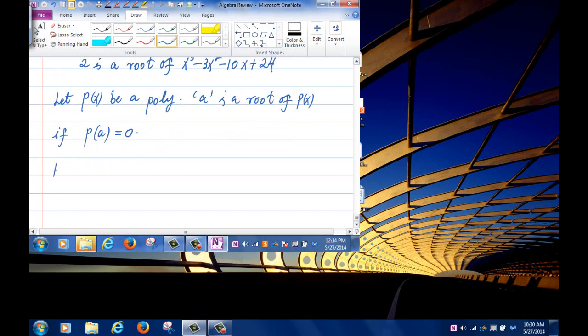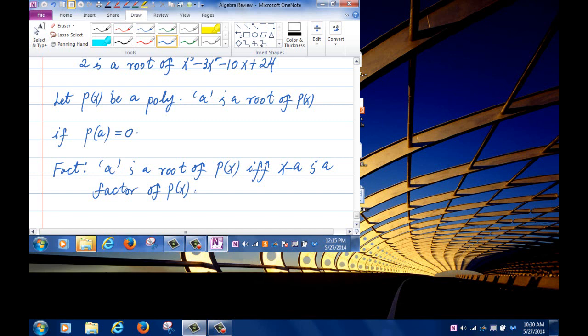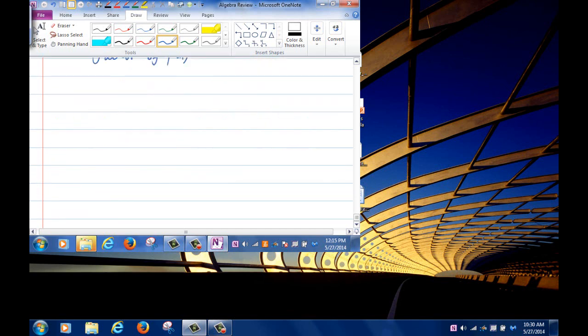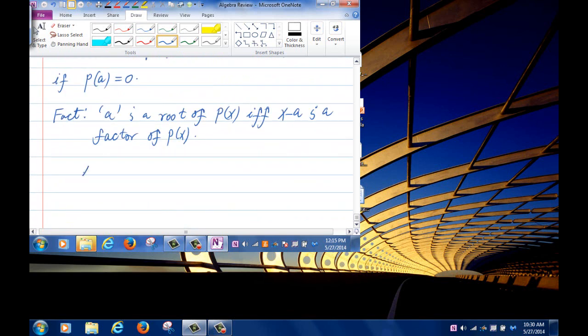So a fact: a is a root of p of x if and only if x minus a is a factor of p of x. So once you find the root, you actually know a factor. Okay? Once I find the root of a polynomial, it gives me a factor of that polynomial, namely x minus a. Okay? So in our example, we had the cubic polynomial x cubed minus 3x squared minus 10x plus 24.